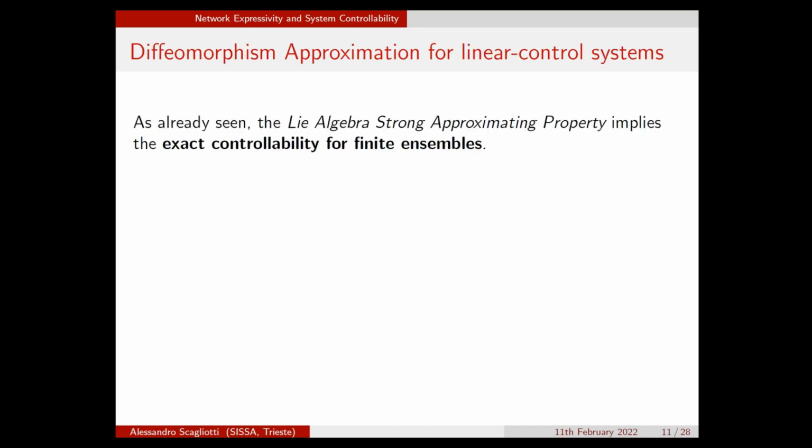Just to wrap up, if the Lie algebra strong approximating property holds, we have the exact controllability for finite ensembles. So given an initial ensemble of points and given any target ensemble of points with the same cardinality, there exists a diffeomorphism generated by the linear control system that maps the initial ensemble onto the target ensemble.